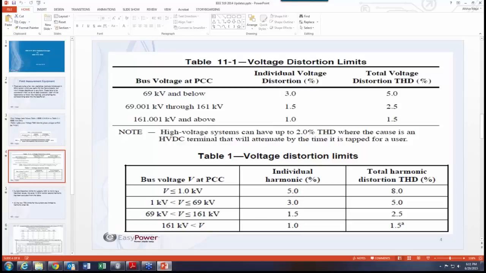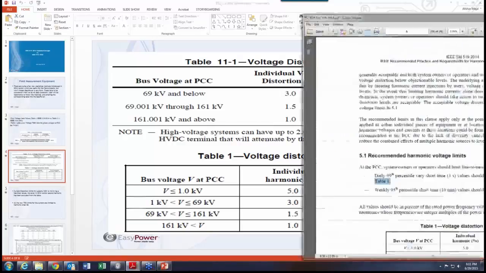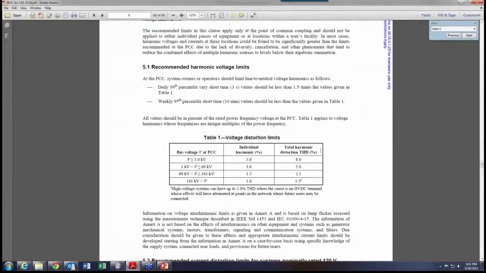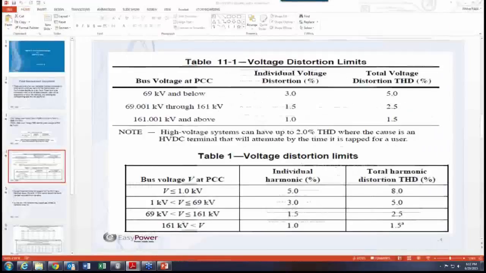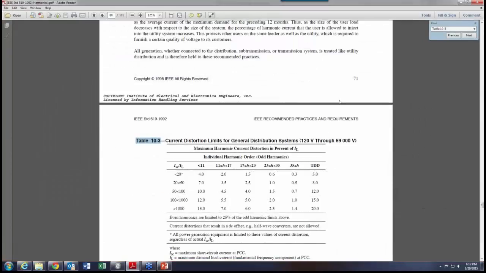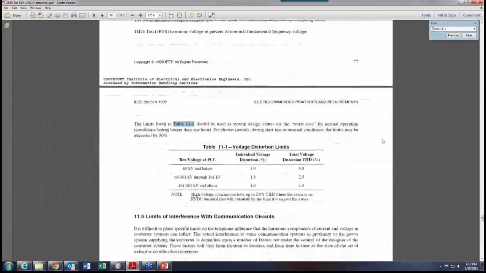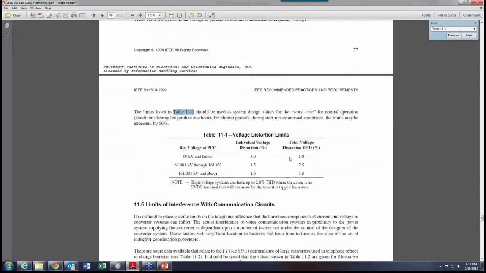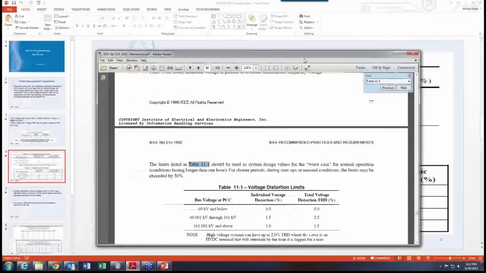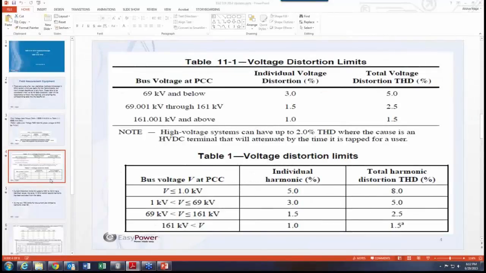You want to see that in the standard itself. Here, this is table 1 in IEEE 519 2014, and let's go back and bring in the 1992 version. In 1992, I believe it was this table, and I just discussed them. So these are the values. This is the first update, the first change that I see in 2014 versus the 1992 version. I'm going to put this aside and move on to the next slide.